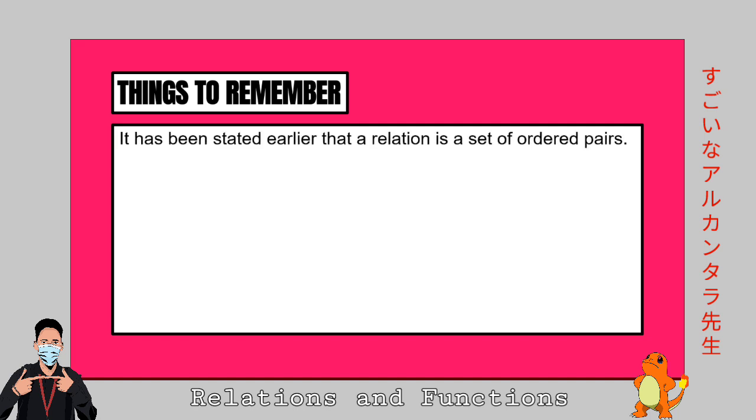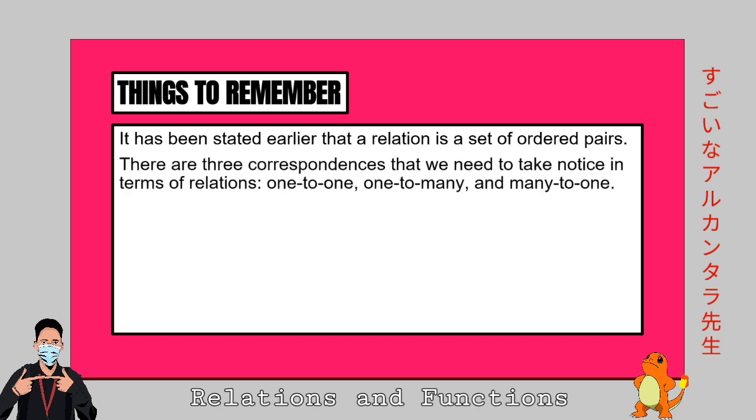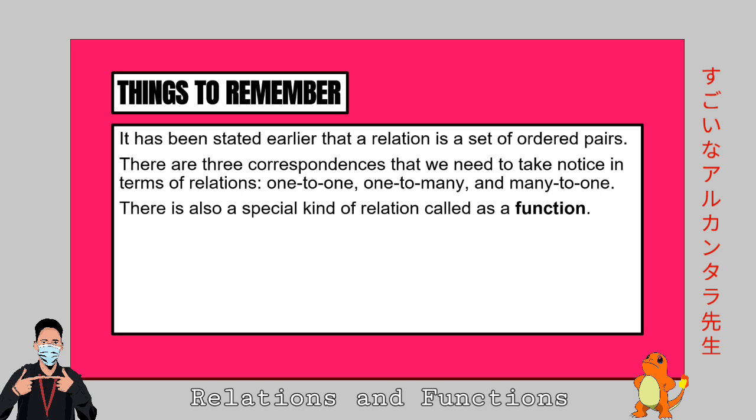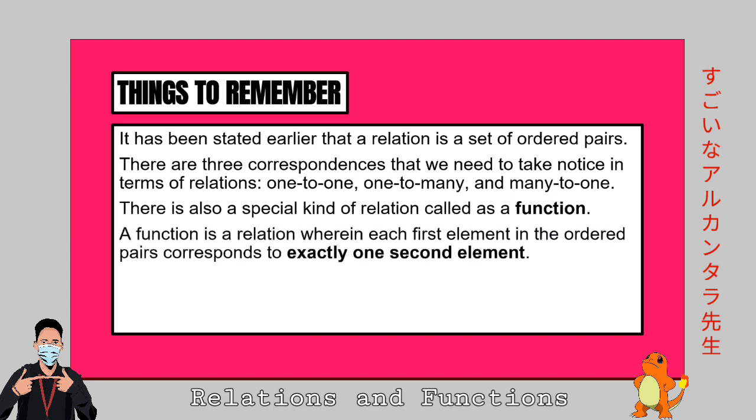First, again, it's been stated earlier that a relation is a set of ordered pairs. There are 3 correspondences that we have taken notice of, right? We have the 1 to 1, 1 to many, and many to 1. There is also a special kind of relation called a function. This is the one thing that we have emphasized in our first learning target, that we're going to define what a relation and what a function is. And we're now going to look at what a function is, since we have already discussed through different examples what relations are.